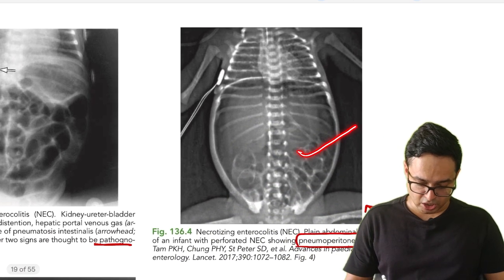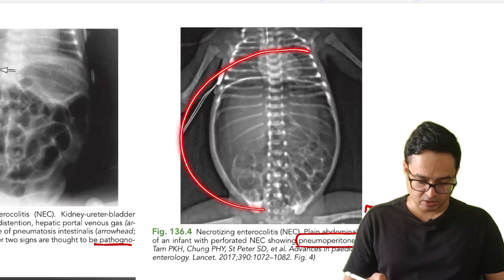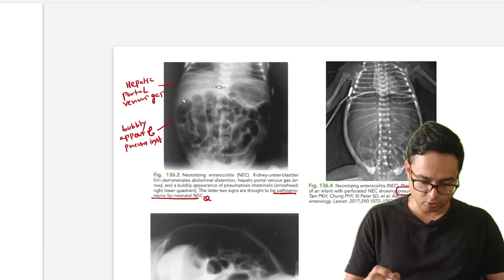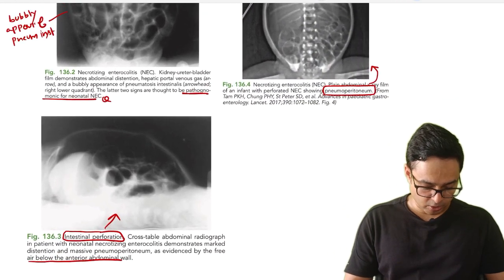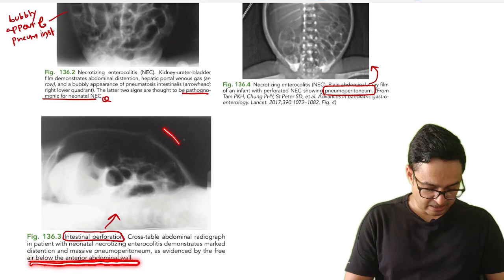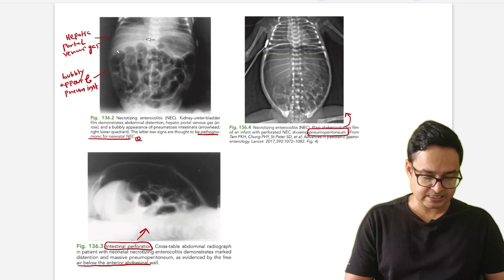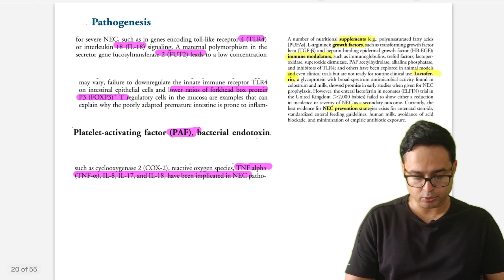In this X-ray, pneumoperitoneum can be seen. Okay, so this is pneumoperitoneum. This X-ray suggests intestinal perforation. In the cross-table abdominal radiograph, air below the anterior abdominal wall is seen. So these X-rays are important.